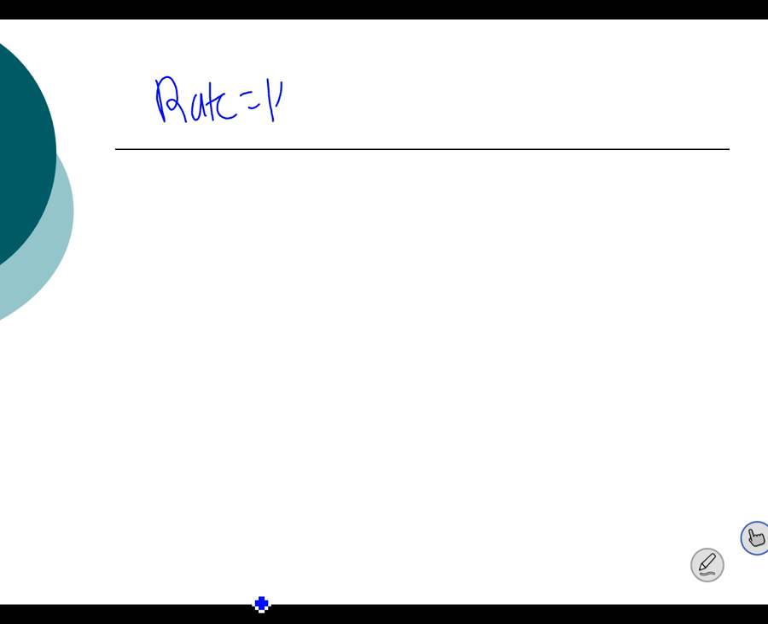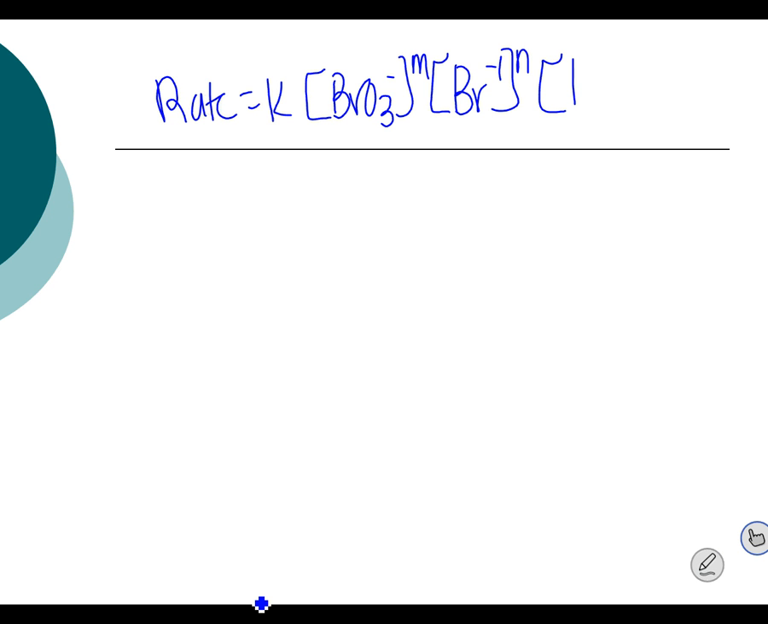We had our bromate, our bromide, and our hydrogen, and I may have changed those orders up there, but it doesn't really matter. Okay, so on our bromate, we looked and we saw that experiment 1 and 2 had our bromate changing and our bromide and our hydrogen being held constant. And we want to compare these.